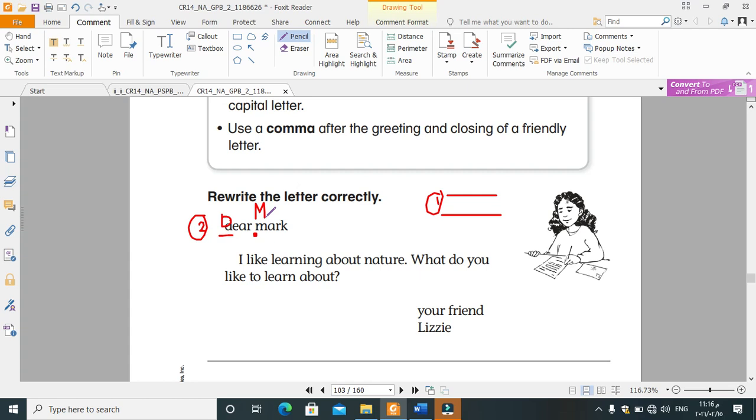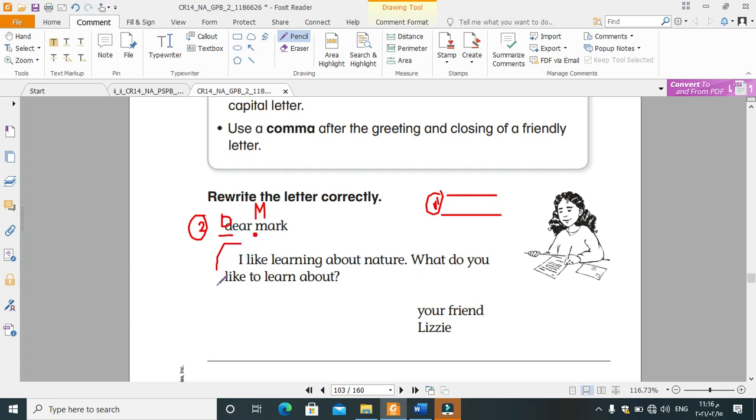Again, when we write a letter, we have many parts. The first part, number 1, is the heading. In the heading, we write down the date and the address. And number 2, we have the greeting. And what does a greeting mean? This means how to open your letter, how to greet someone, how to say hello. Dear Mark, dear friend, dear Lisa, dear teacher, dear uncle, dear anyone. So you have to write the word dear in a capital letter.